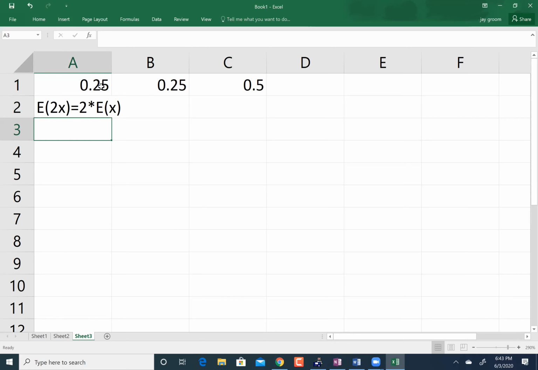Okay. What is the variance of 2x? Well, it turns out it's equal to 4 times the variance of x. Okay. And why is that?